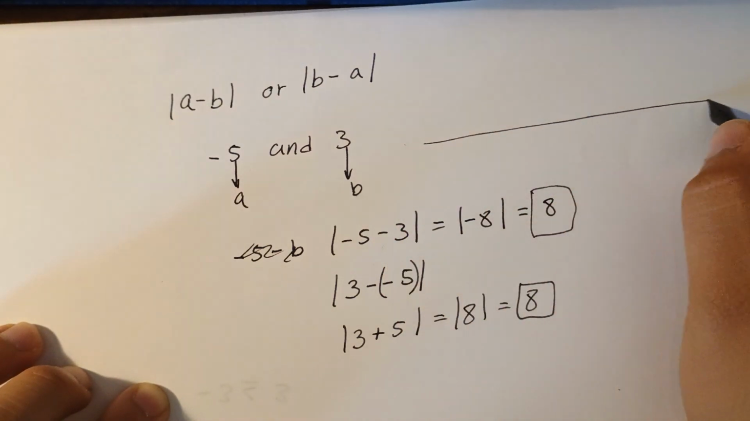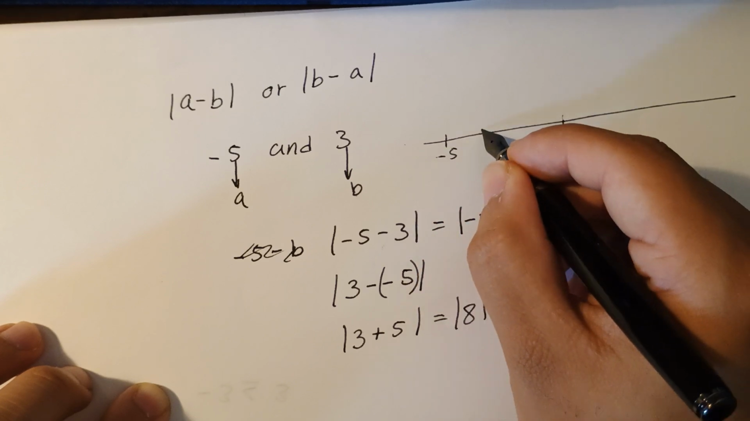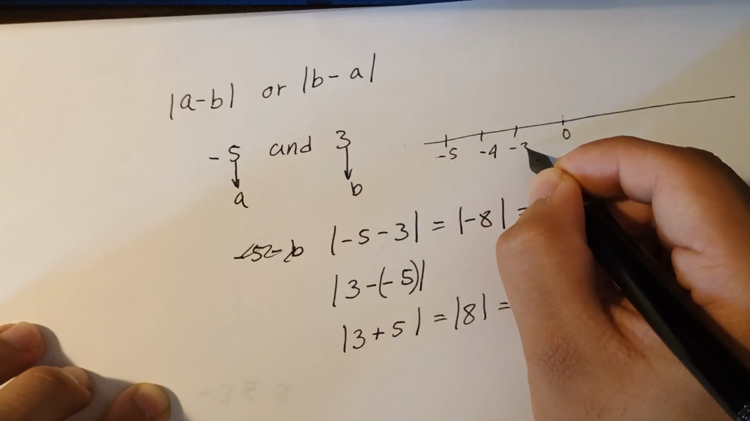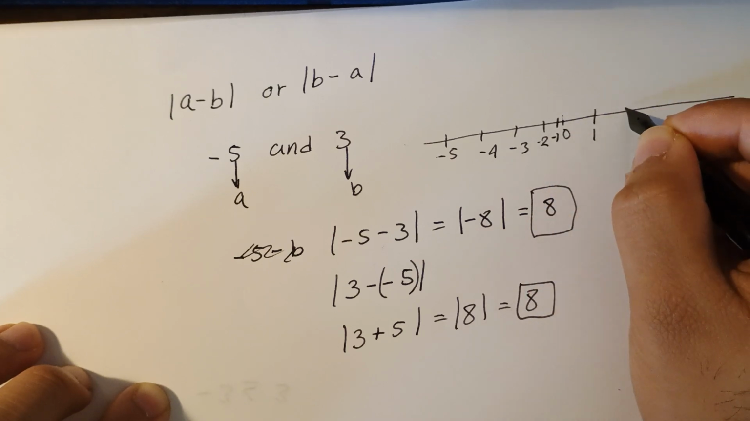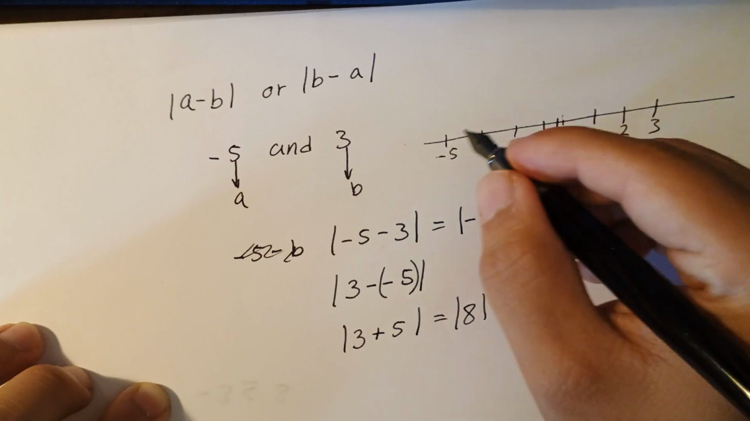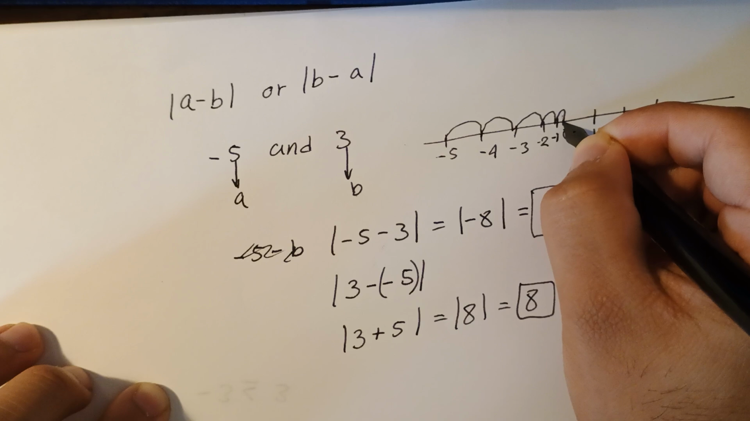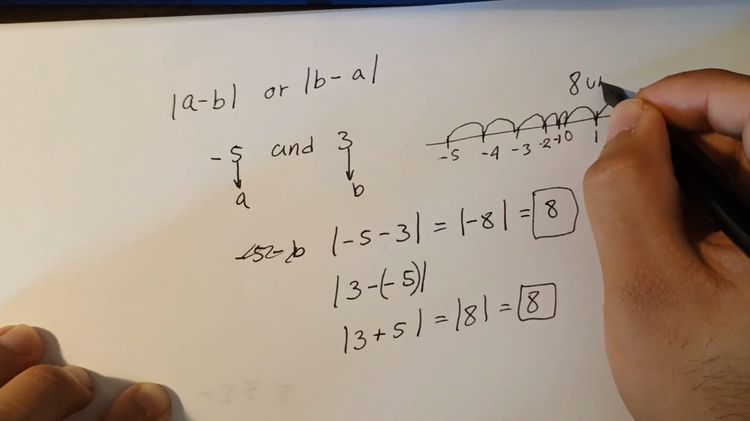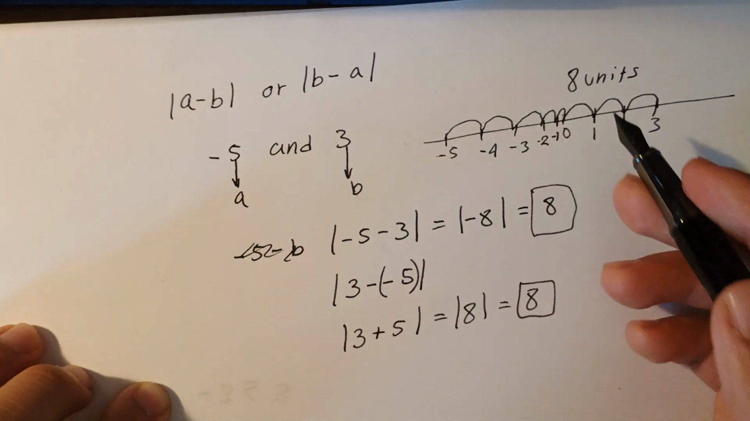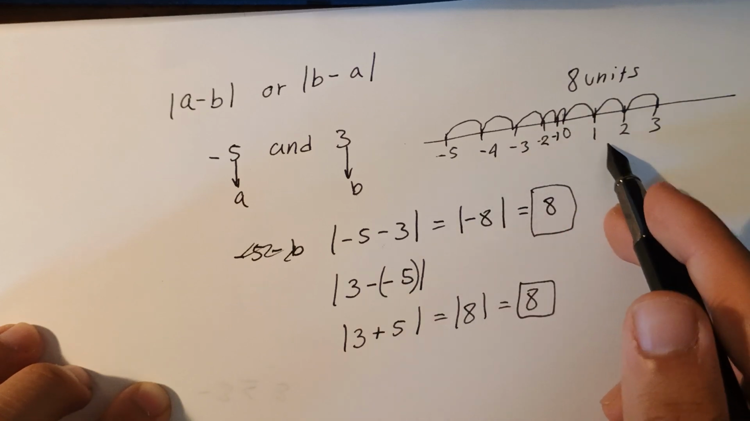And you can test this with the number line if you're still not sure. So we have a 0, -5, -4, -3, -2, -1. This is a really bad number line. If you count them 1, 2, 3, 4, 5, 6, 7, 8. So they're 8 units apart from each other. So we can say the distance between -5 and 3 is 8.